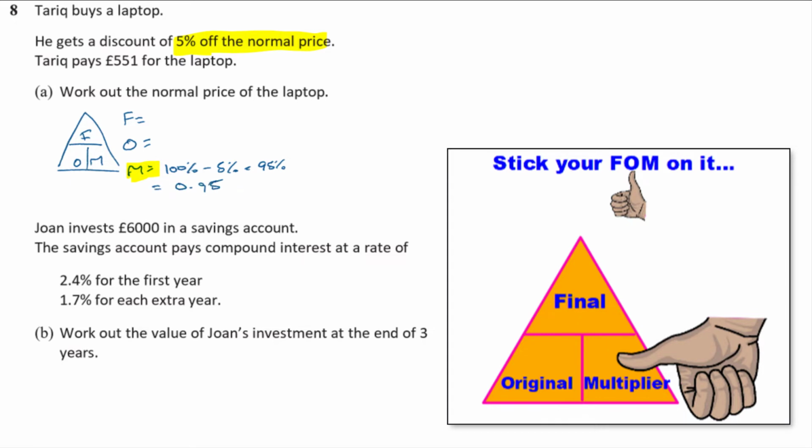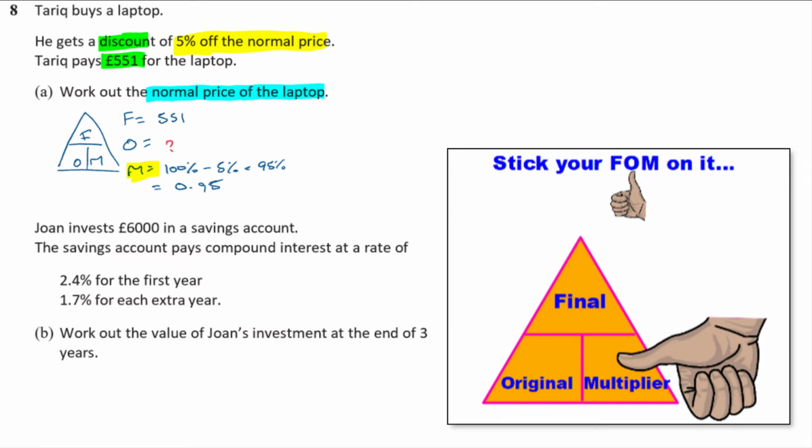Okay, Tarek pays £551 for the laptop. Work out the normal price. Okay, so which one happened first? Did the normal price happen before the £551? The discounted price, wasn't it? That was the discounted price. So it started off being the normal price and then it became the discounted price. So the normal price is the original and therefore that is the one we're trying to find. And 551 is the final. That's the one that happened second.